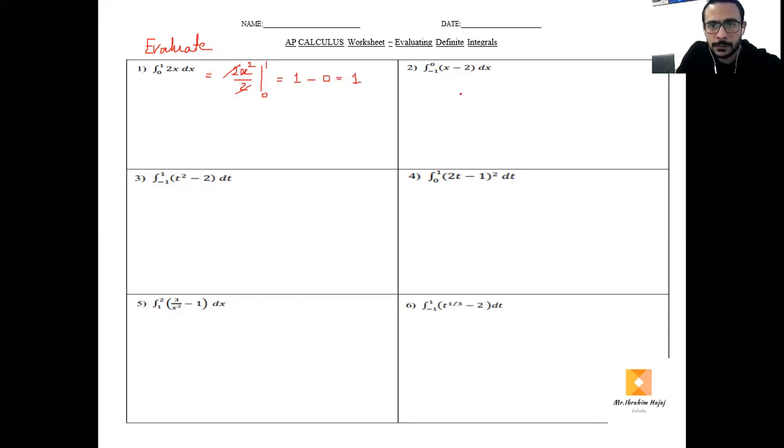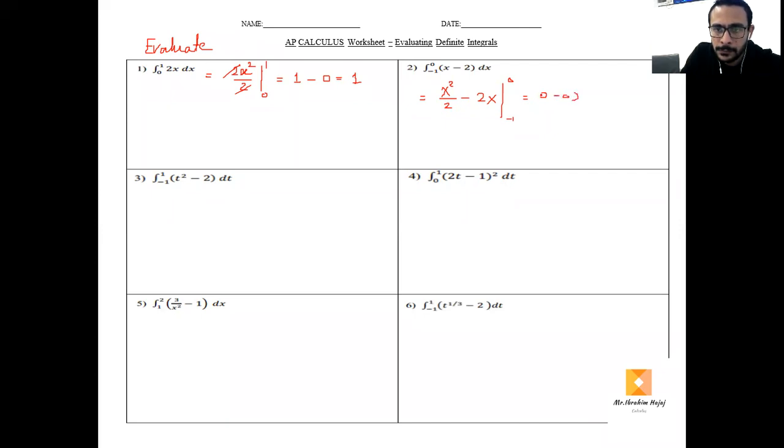x minus 2. Yes, x minus 2. So x squared over 2 minus 2x. Then we will substitute. I'll put them inside parentheses from -1 to 0. Then we will substitute 0 squared over 2 minus 2 times 0, all 0, right? Yes, 0.